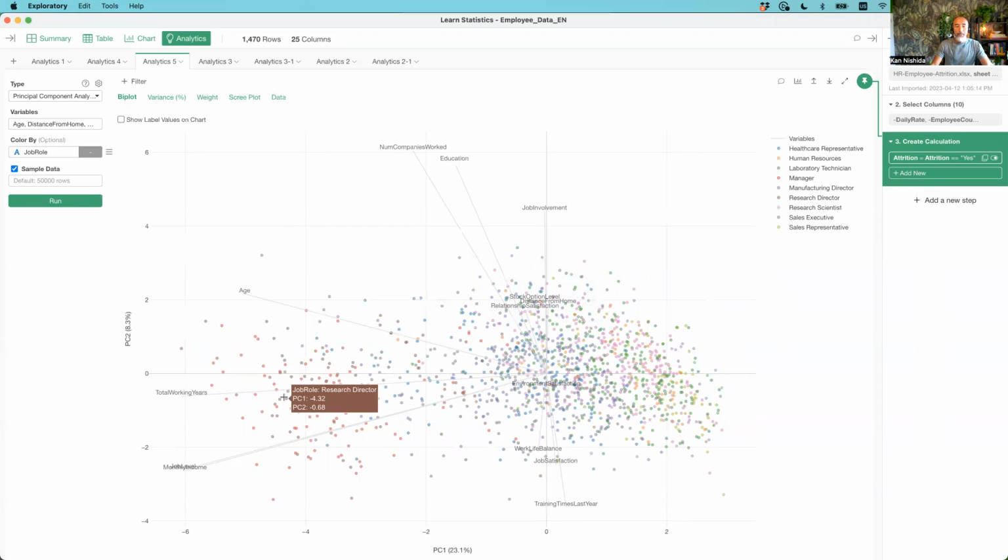Okay. So these are the people that have the higher income, longer total working years, and a higher job level. As opposed to that, on the other side, those numbers are lower. And what type of people are lower? So these are laboratory technicians, research scientists, and the sales representatives. So these folks have the lower numbers on these variables.